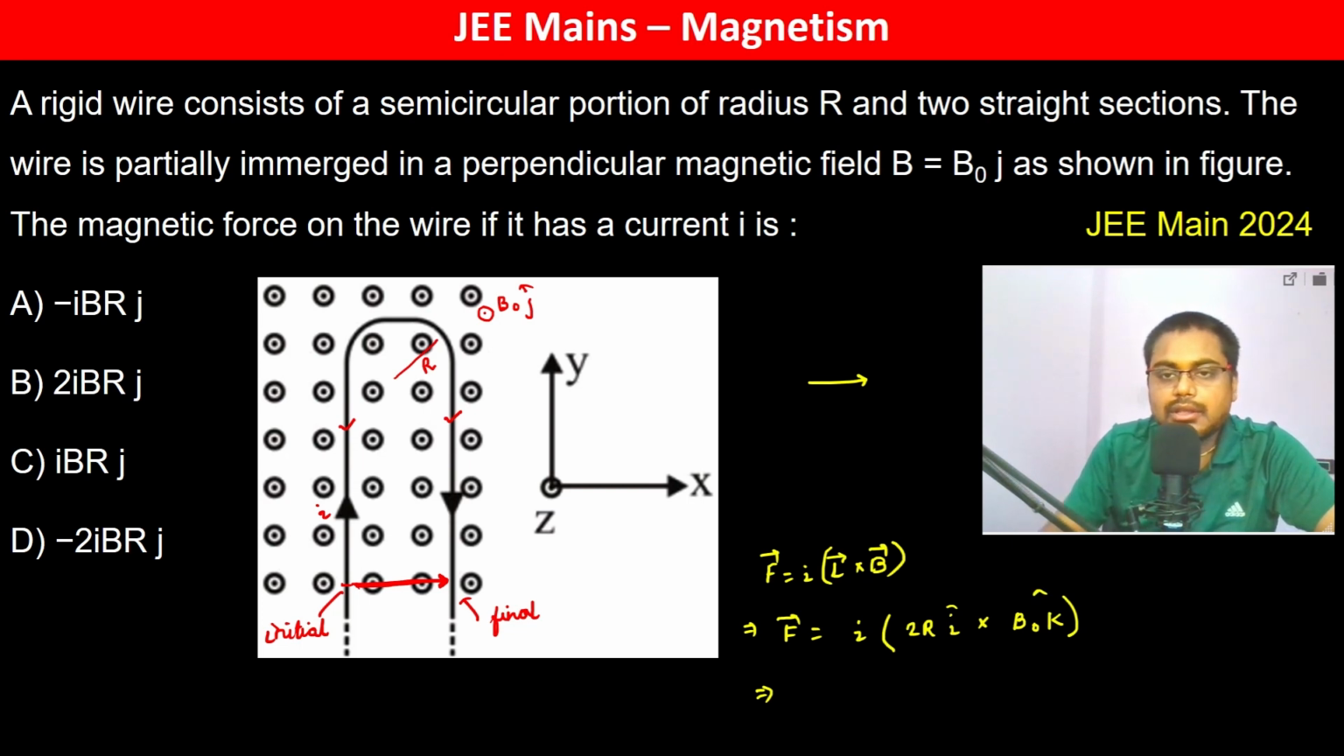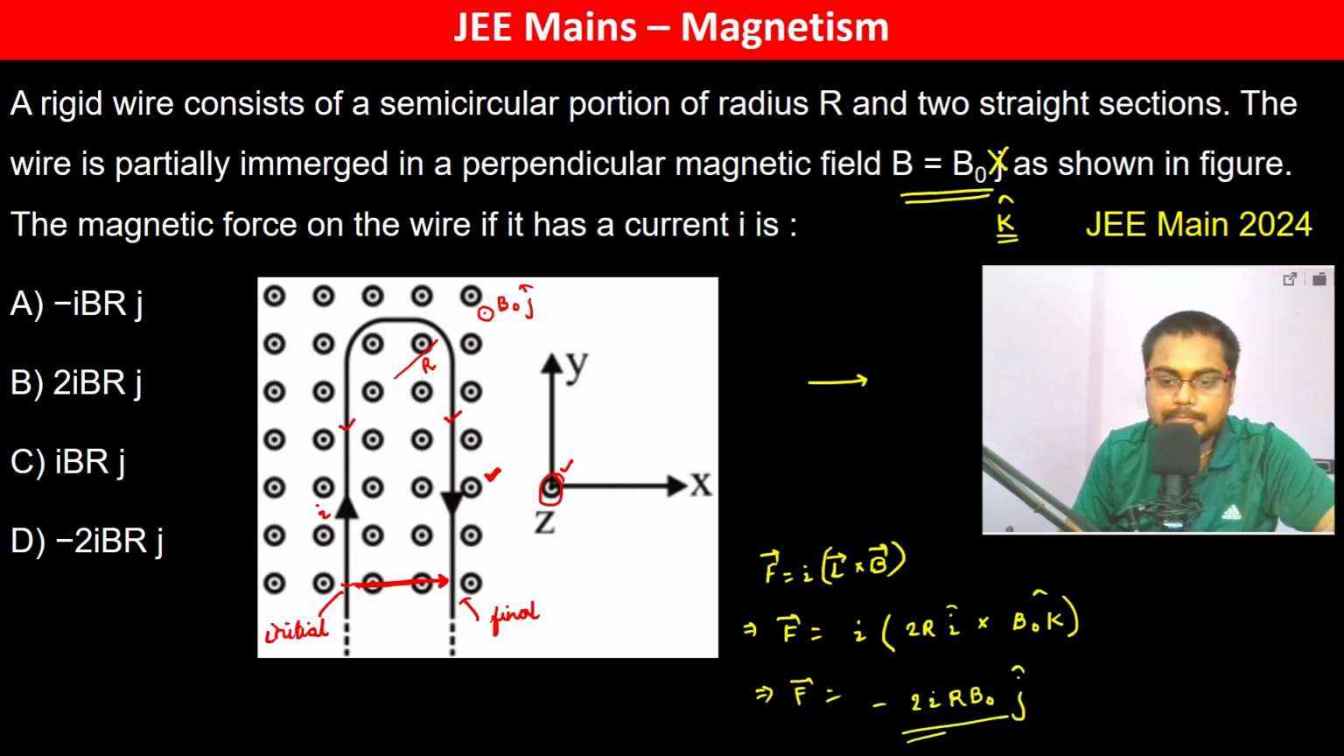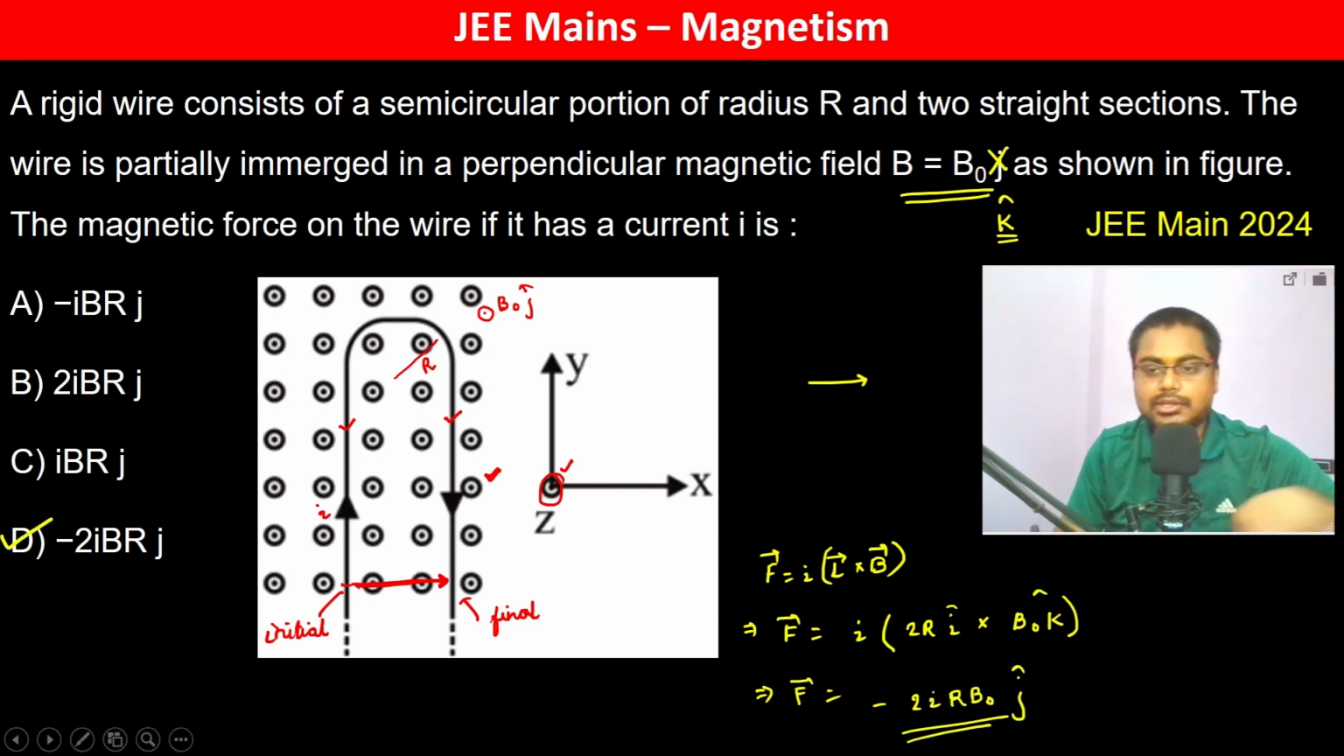Here also B equals B naught J. No, it should not be B naught J, it should be B naught K, because if you see here, they have mentioned the K value is upwards and B is also pointing in this direction. So the force becomes I cross K. I cross K is minus J, so the force is minus 2 I R B naught J cap. This is D. Thank you.